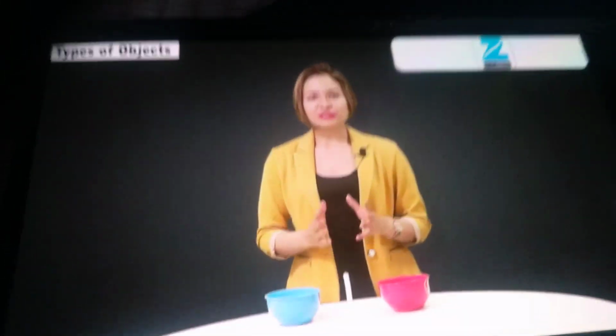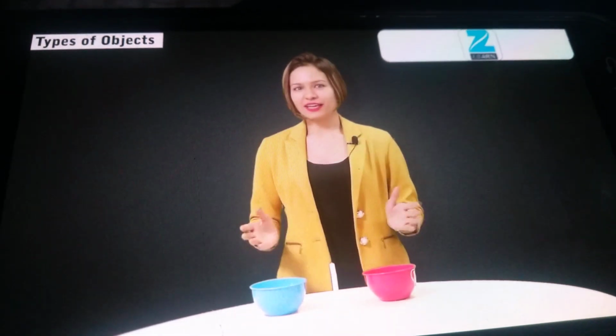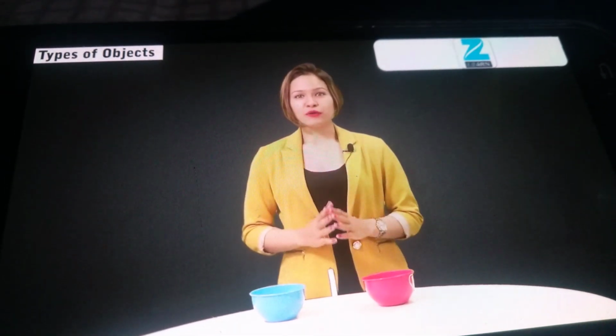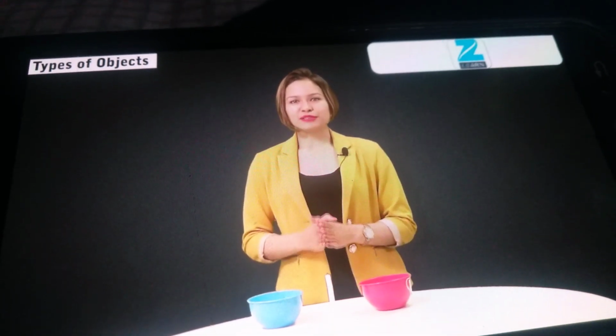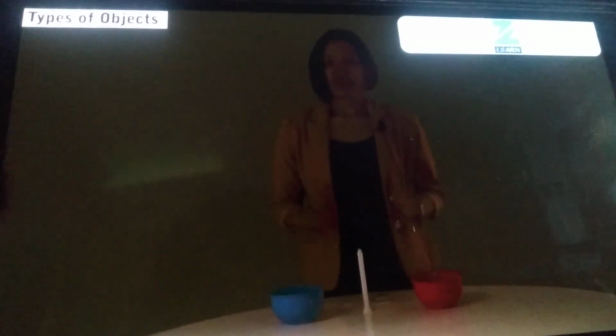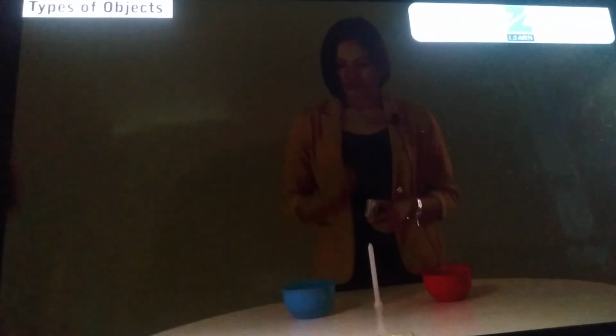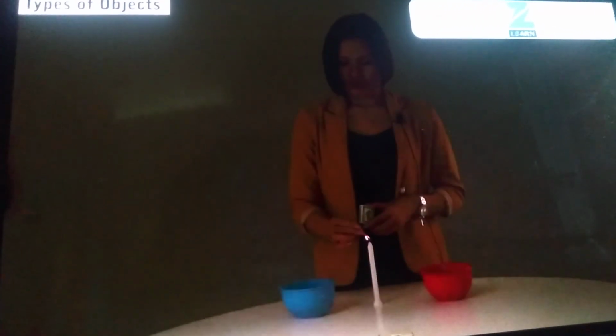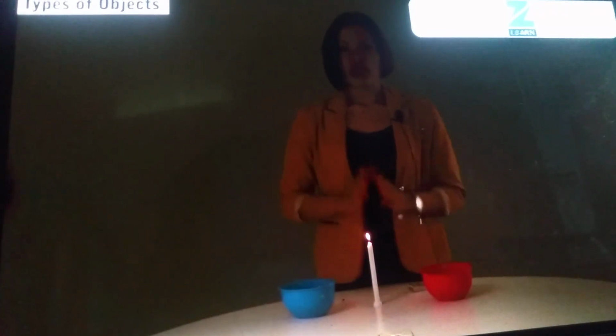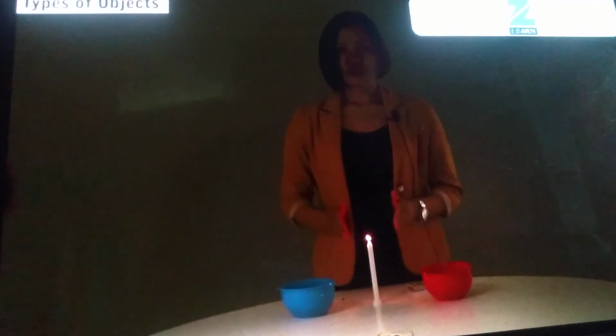We learned that light travels very fast, and how it travels, that we will discuss in our next module. But till now, you all know that light helps us to see objects. When we are in a dark room, we cannot see the objects around. But when we light a candle or a torch, we are able to see the objects near to the light source.